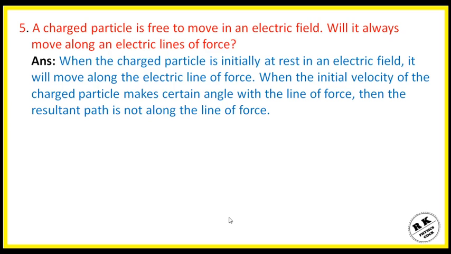When the charged particle is initially at rest in an electric field, it will move along the electric line of force. When the initial velocity of the charged particle makes an angle with the line of force, then the resultant path is not along the line of force. Here we have to take into consideration the initial velocity of the charged particle. When the particle has non-zero initial velocity, the path may not be along the line of force. It will make a certain angle.